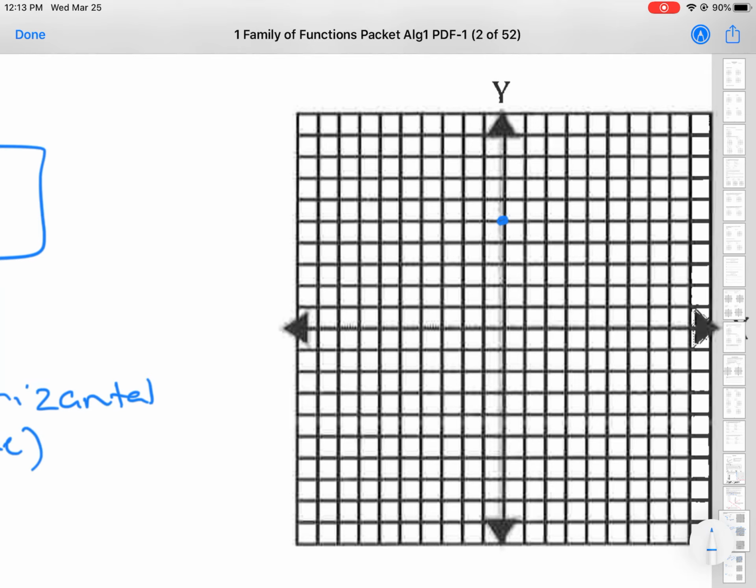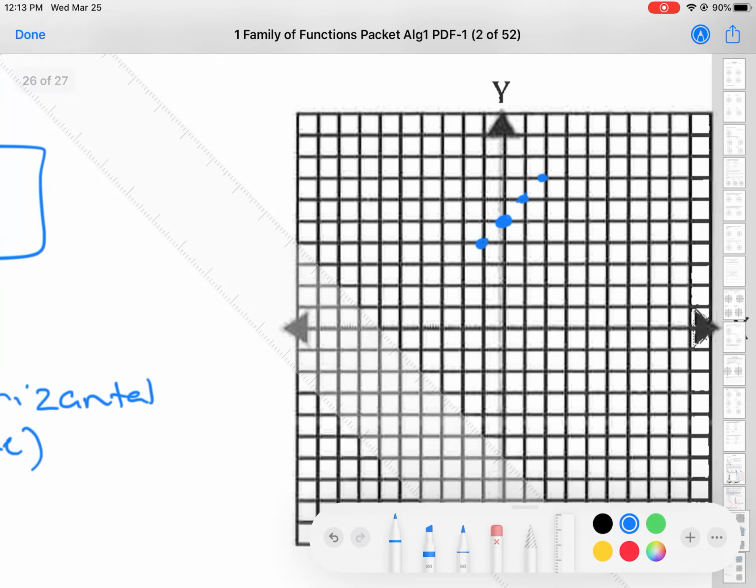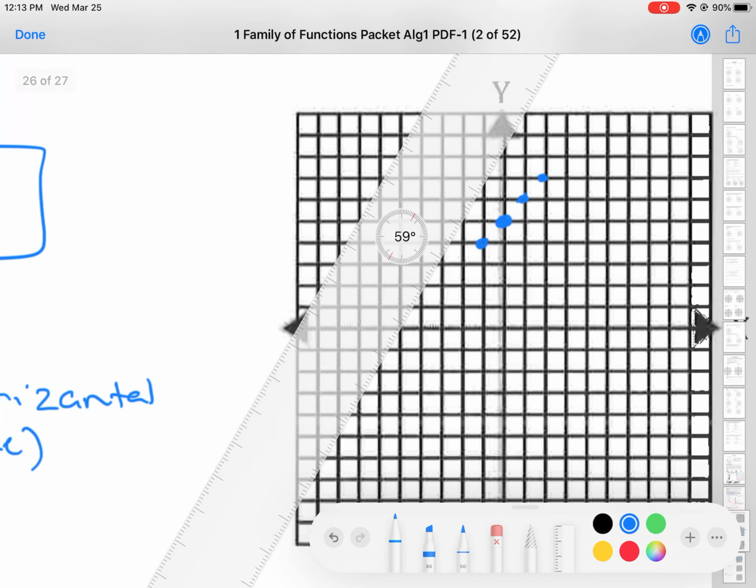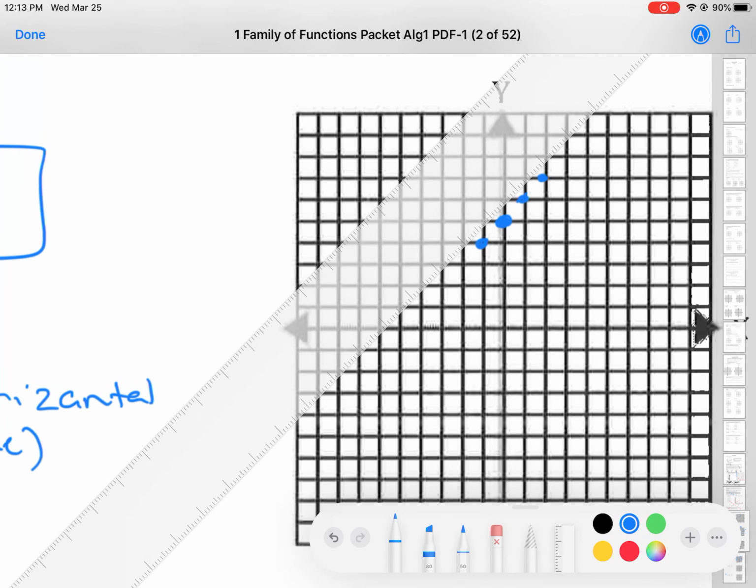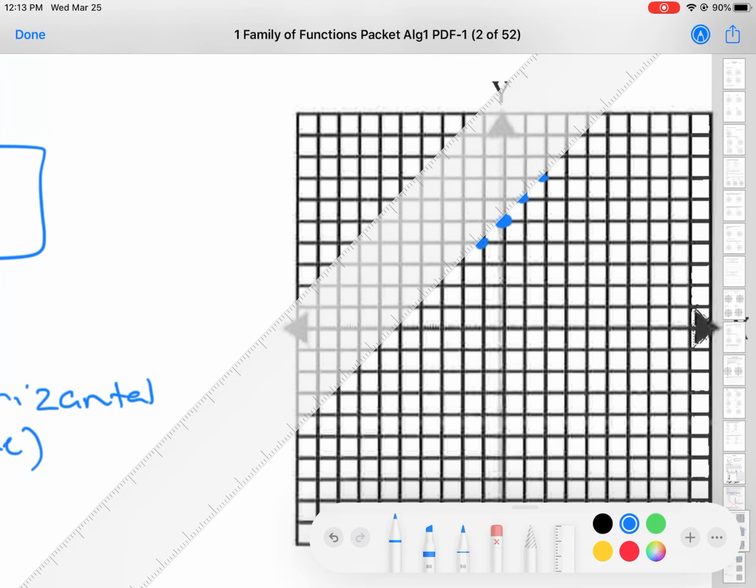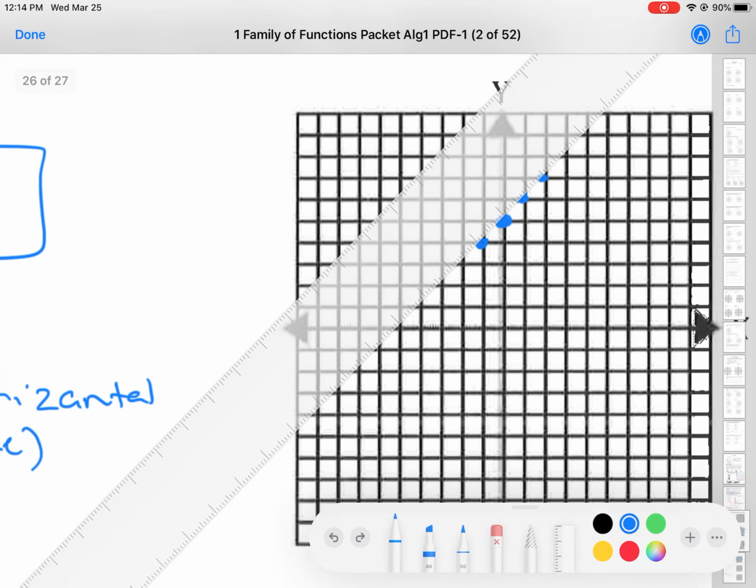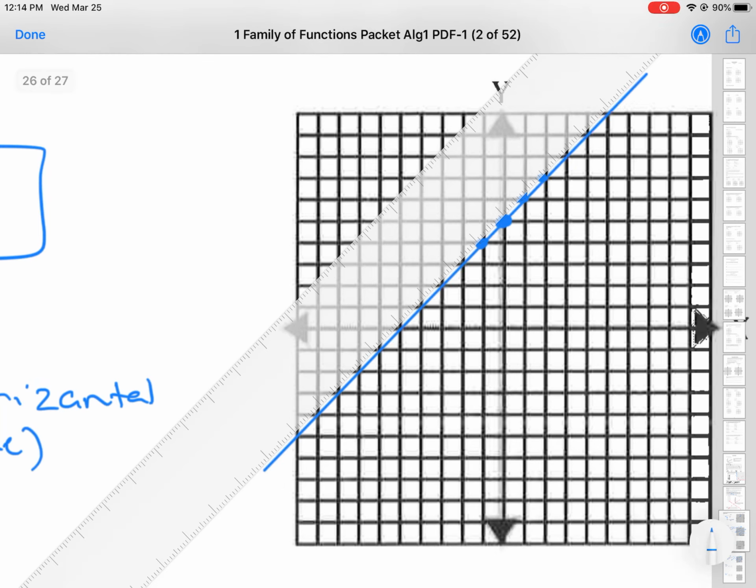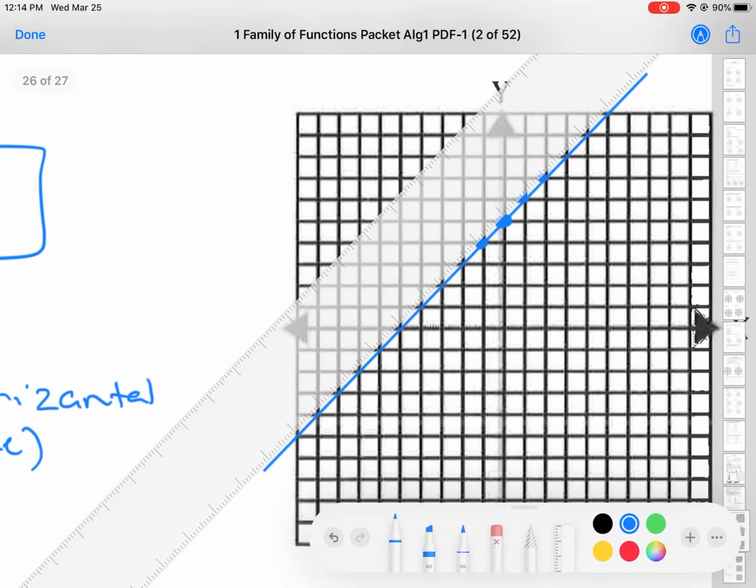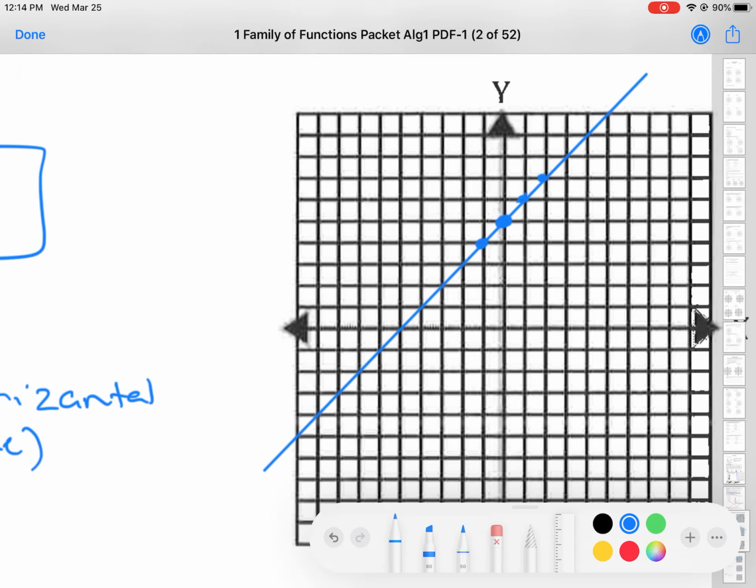So 1, 2, 3, 4, and 5. And now it's x plus 5, so we just go up 1 over 1. I'll pull out my handy ruler and make a nice straight line. Oh, that's a nice line. Okay, goodbye, ruler.